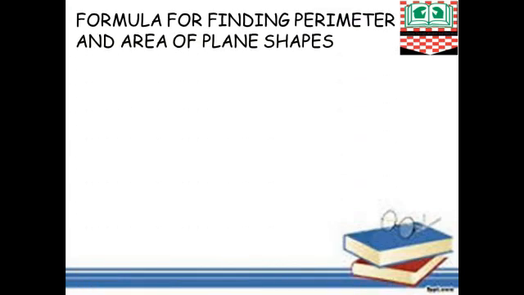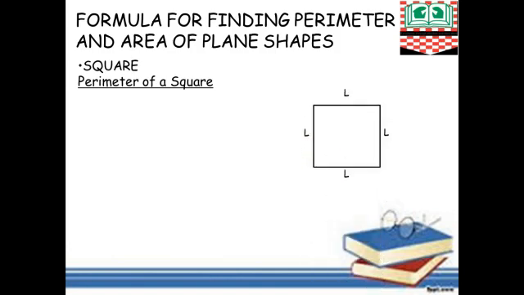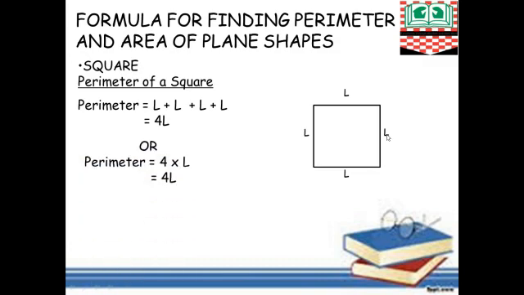Formula for finding perimeter and area of plane shapes. For today, we'll be treating square. Perimeter of a square. To find the perimeter of a square, we know all the sides of a square are equal, isn't it? And the sides are called length. So we say length plus length plus length plus length, or since they are 4, just say 4 times L, which gives us 4L.